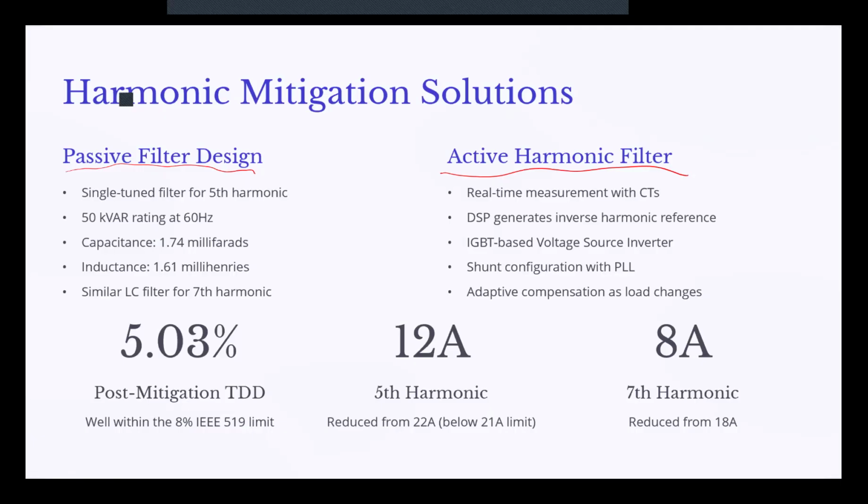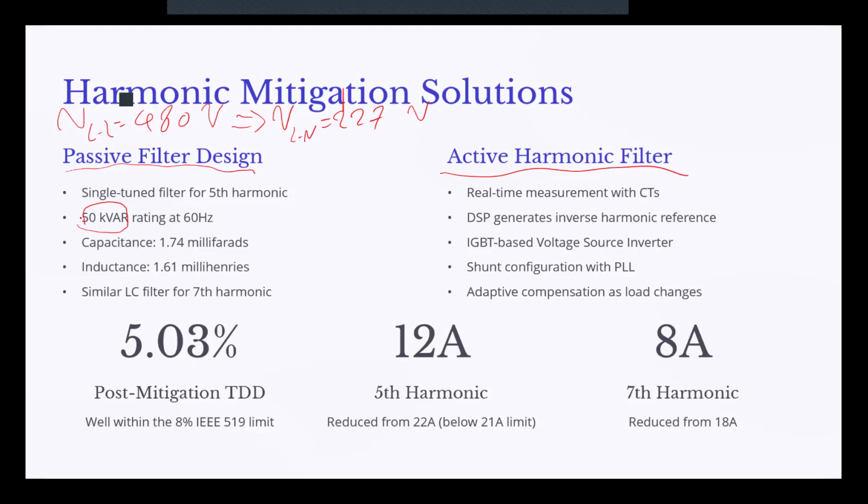We will assume that the system, as we said, works at 480 volts. So the nominal voltage is 480 volts line to line, which basically means that the line to neutral voltage is 277 volts. And we want to target a 50 kilowatt capacity for our filter.